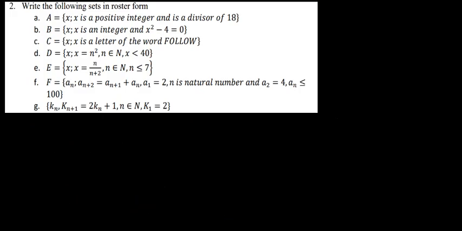So we also have some formulas there to consider. So set G, they're saying it's a set of all kn's such that kn+1 is equals to 2kn plus 1, where this n is a natural number, and k1 is equals to 2. So k1 is equals to what? To 2. And there are no restrictions here, so meaning this set goes indefinitely. It goes to probably infinity.